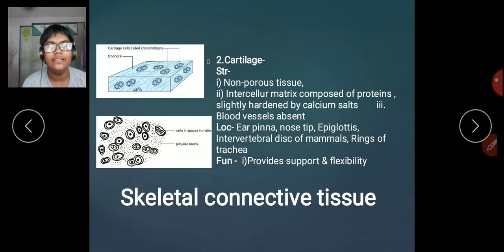Cartilage is present in the intervertebral disc. If cartilage was not present, then we could not bend and go up. That would be very difficult, and there would be pain in our back. The trachea also has it. We can have a rotation and movement in our neck because cartilage is present here.